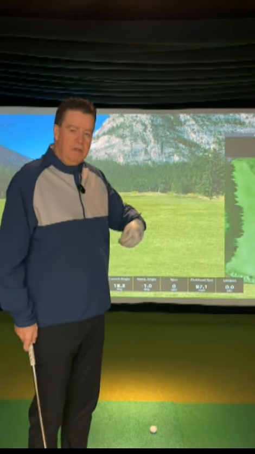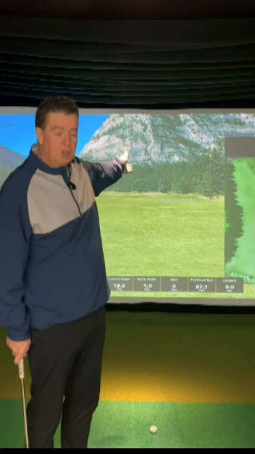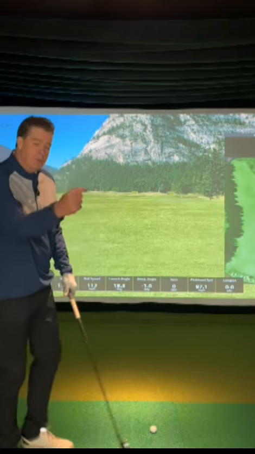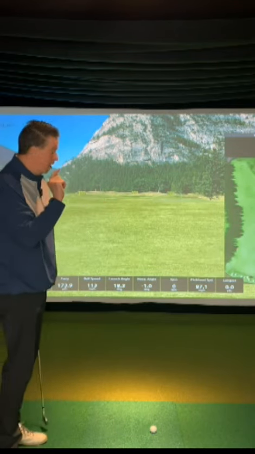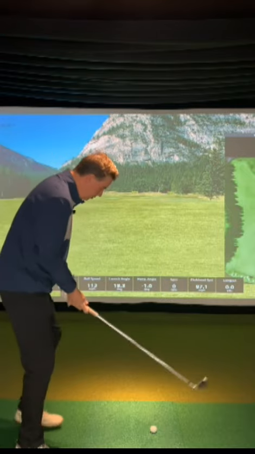So hopefully this will produce a ball that starts left and continues to go left. The closed club face will start the ball left. The inside out path will turn it more left. So this will be kind of a pull hook. Let's see what happens.